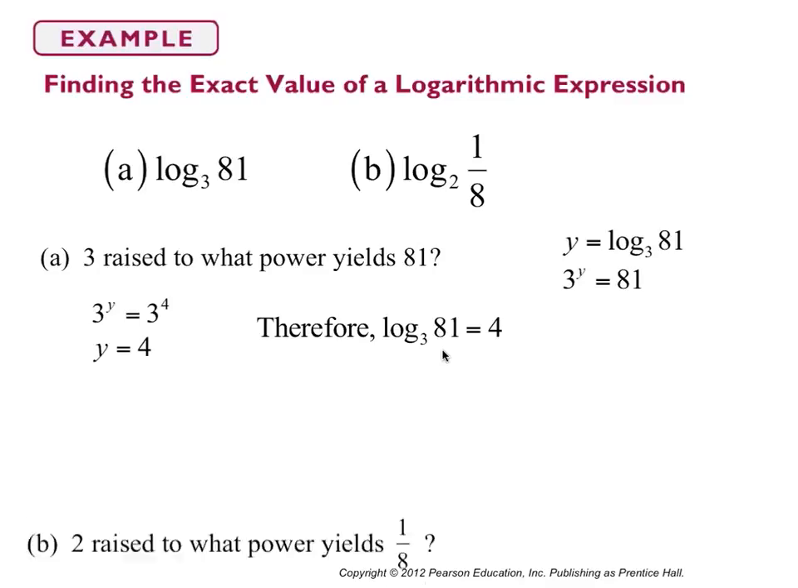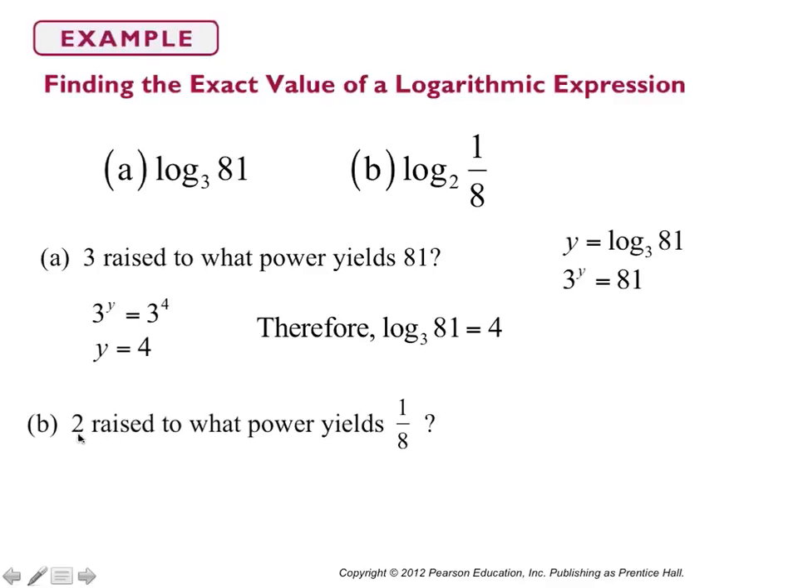All right, let's take a look at part B as well. So this one we're asking 2 raised to what power yields 1/8. So we rewrite this as an equation again, just like we did last time. Y equals log base 2 of 1/8. And then we just rewrite this as exponential. So we have 2, that's our base, raised to the y power equals 1/8. And hopefully you can figure out that 1/8 we can rewrite as 1/2 to the 3rd power, since 2 cubed is 8.